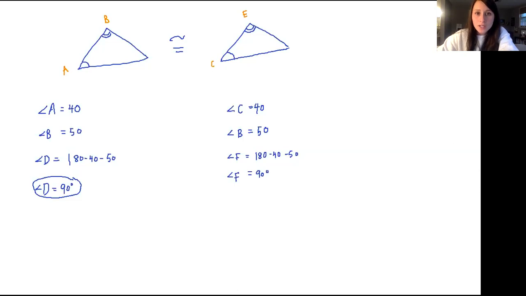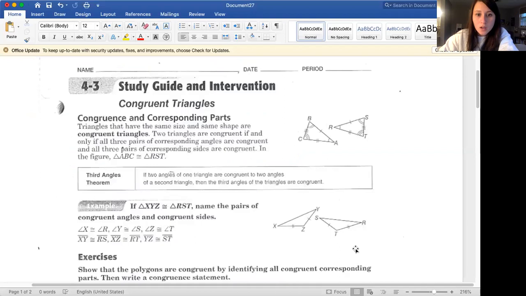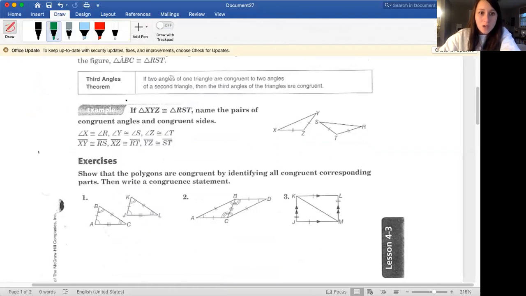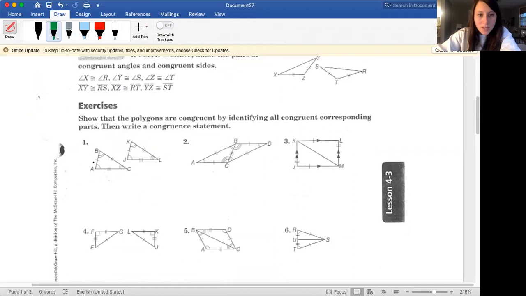So let's take a look at our study guide. The first thing we're going to do is basically identify what's the same on our study guide. So the first thing we're going to look at is just naming what is congruent to each other by naming the sides and the angles, okay? It's really nice when we can see they're in the same position. We could say angle A is congruent to angle J. They're in the same spot. Angle B is congruent to angle K. And angle C is congruent to angle L.